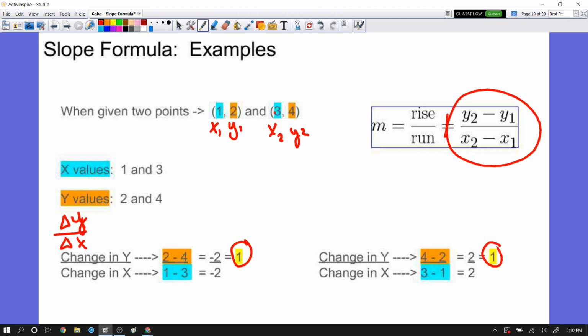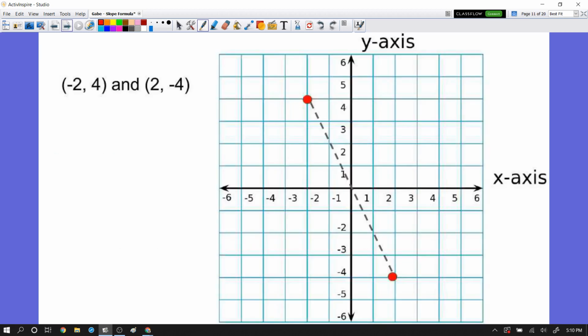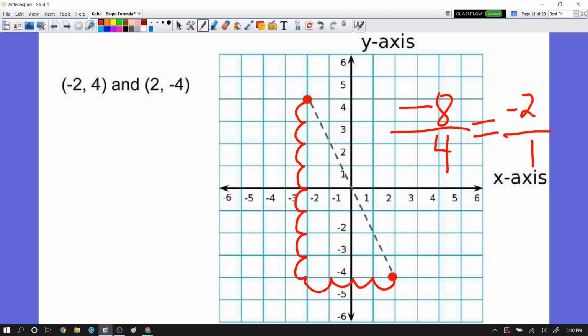Just make sure if you're starting with the first set of coordinates and subtracting the second set, that you start with the first set and end with the second set. And it might not even occur to you to do it any other way, so I'm not going to go into it any further. So here's an example of how we did rise over run. This is the way we've been doing it. 1, 2, 3, 4, 5, 6, 7, 8, over 1, 2, 3, 4. Okay, so we got a slope of -2.